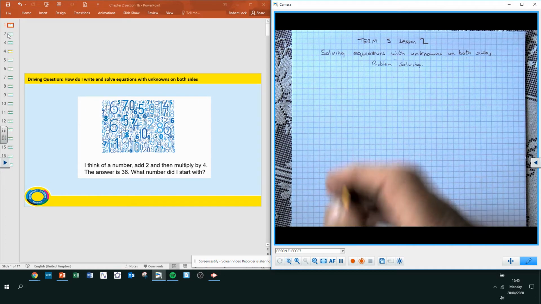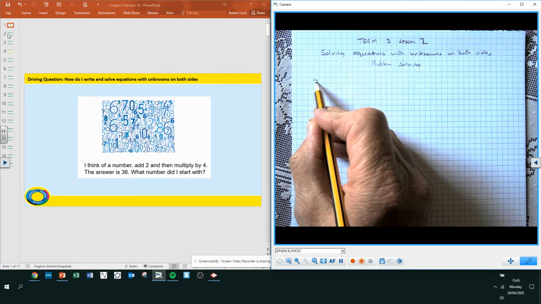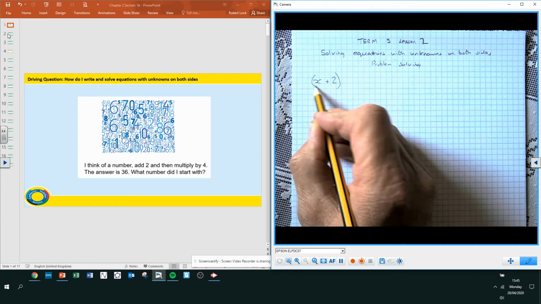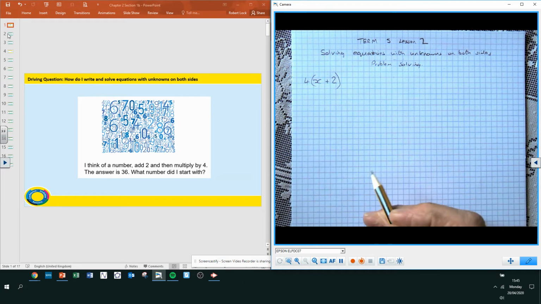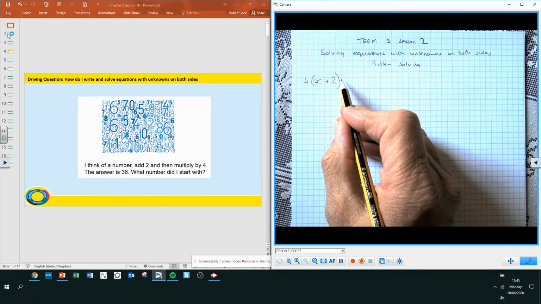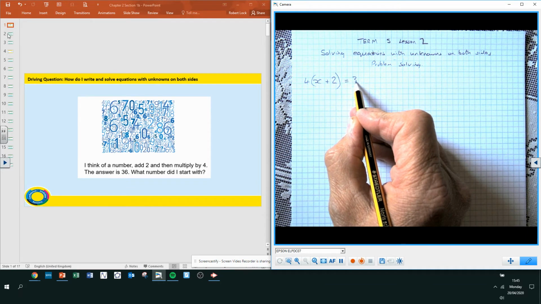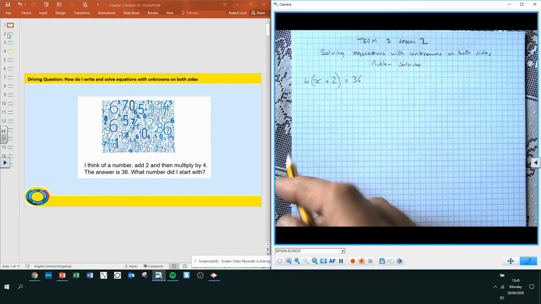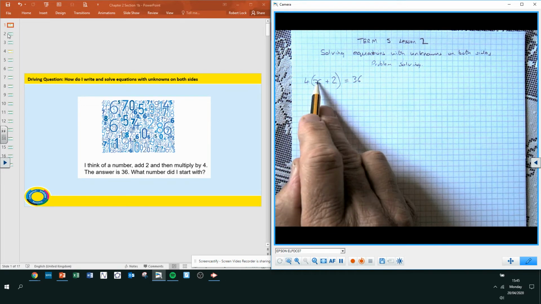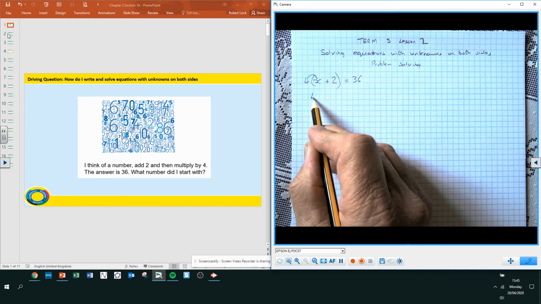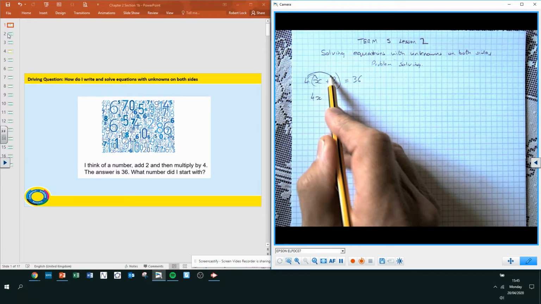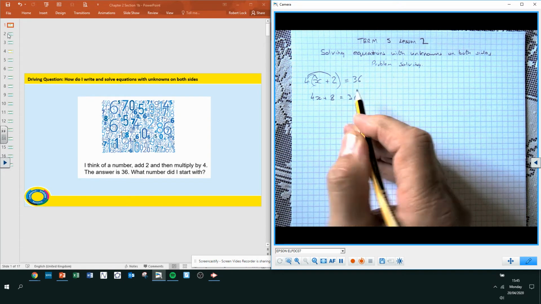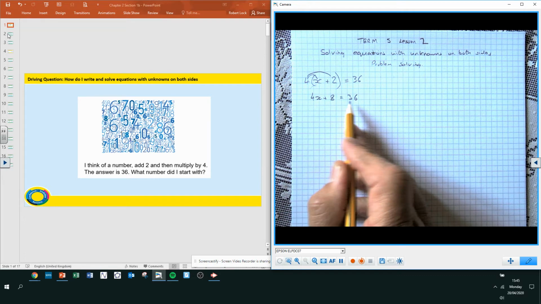So the way this works out is this. Think of the number as x, and I'm adding 2, and I multiply a whole lot by 4, so I end up with a bracket there. 4 bracket x plus 2, close bracket, and it all makes 36. So what I need to do first of all is get rid of these brackets. And remember that, so 4 times x is 4x, and 4 times 2 is going to be plus 8 equals 36. So 4x plus 8 equals 36.